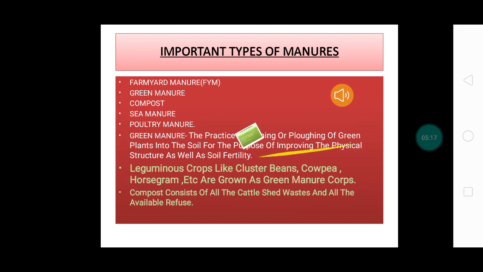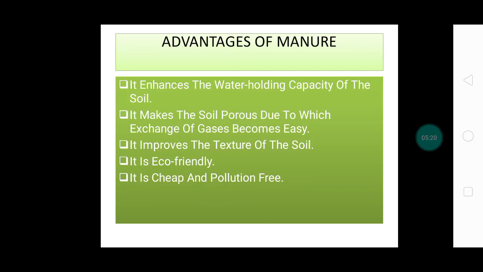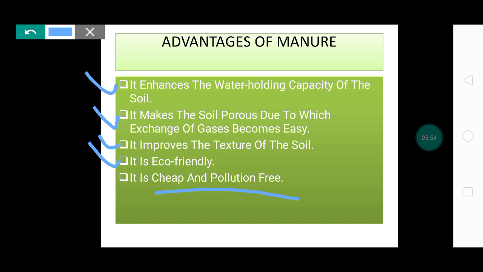Next, advantages of manure. What are the advantages of manures? Here we are discussing only manures, not fertilizers yet. The first thing is that if we use manure, it enhances the water holding capacity of the soil. Then it makes the soil porous, due to which exchange of gases becomes easy. We know soil also needs to respire. It also improves the texture of the soil. Manure is eco-friendly, cheap and pollution free, which is the main thing here.